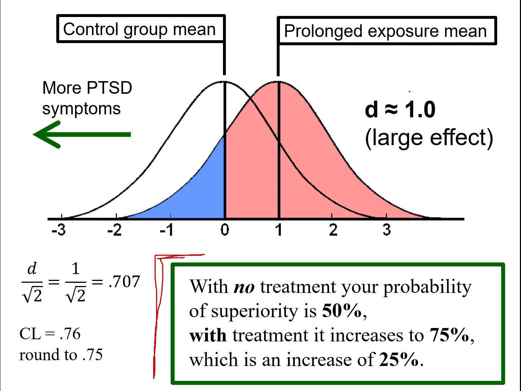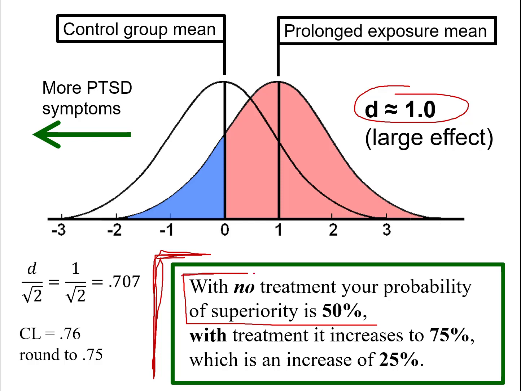So if I said, here's a d-statistic of 1.0, it would be good if you could say, well, here's a blurb I could give a client or a patient explaining the meaning of this effect size. So it goes like this. I first say, with no treatment, your probability of superiority is 50%. Now, of course, that will always be true. If you don't receive any treatment, your probability of being better off than someone else who also receives no treatment is always just 50-50. You might be better, you might be worse, it's a 50-50 chance.